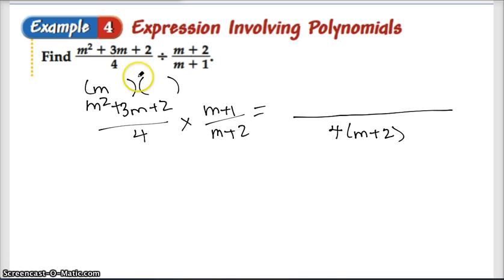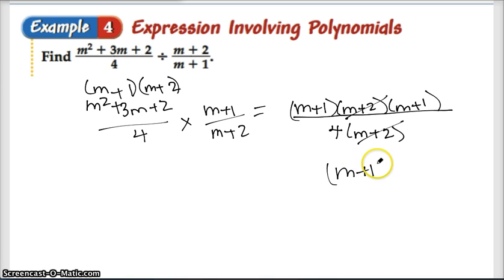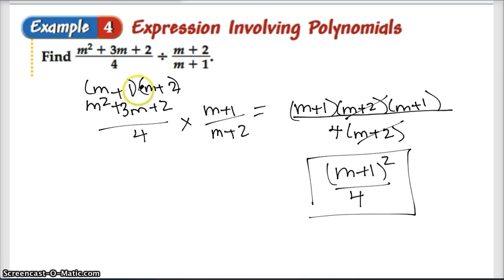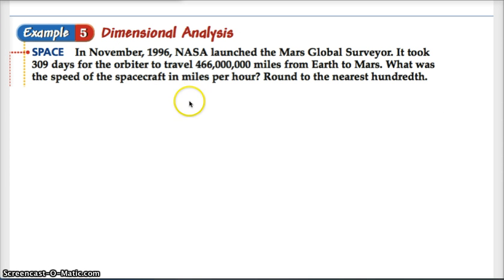So m, 2, 1, plus, plus. I think that's proper factorization. M plus 1 times m plus 2. That's from this part of the numerator, and then times m plus 1. So I've put all of those together. These guys cancel out. I'm left with m plus 1 quantity squared over 4. That's my final answer. And our final problem for a change of pace is a dimensional analysis problem.